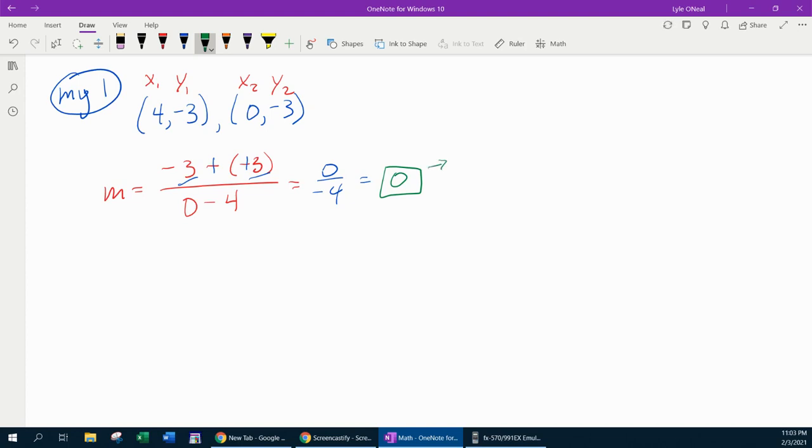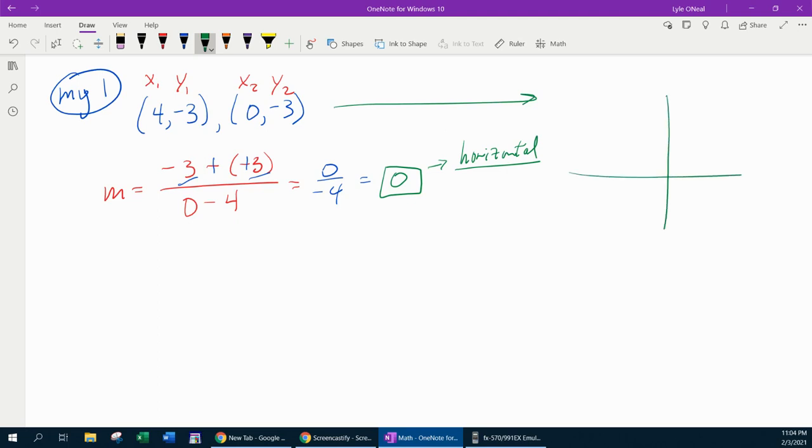And again, just to give you some good stuff here, any line that has a slope of 0 has to be a horizontal line. This is not part of this actual lesson. I'm just giving you extra stuff for free, okay? At no additional charge.